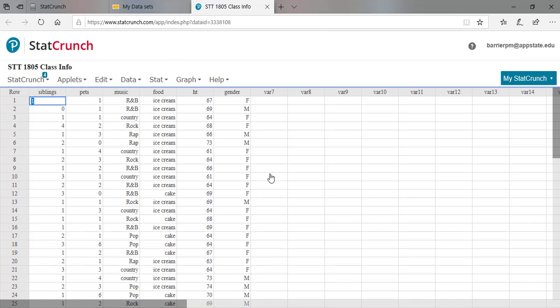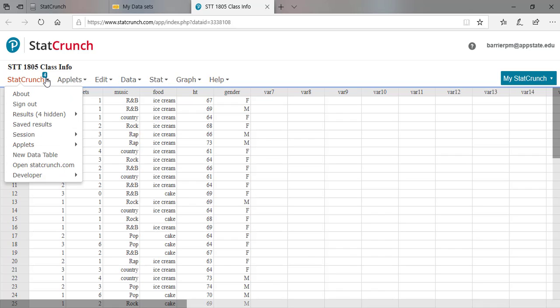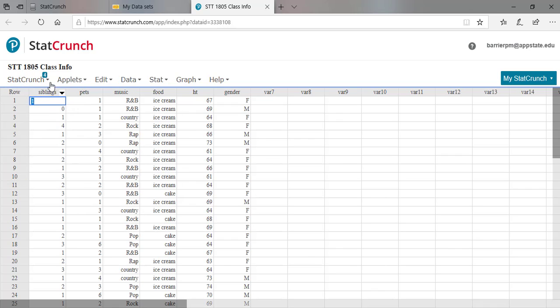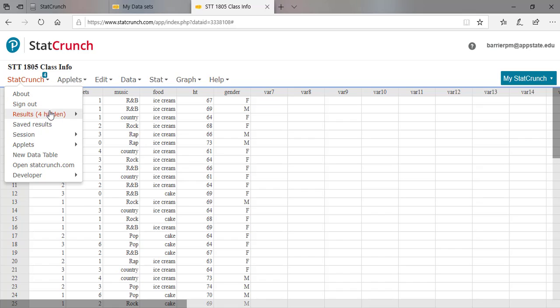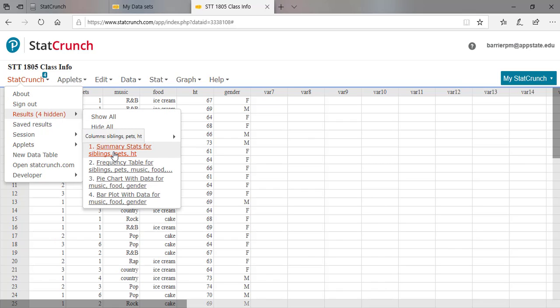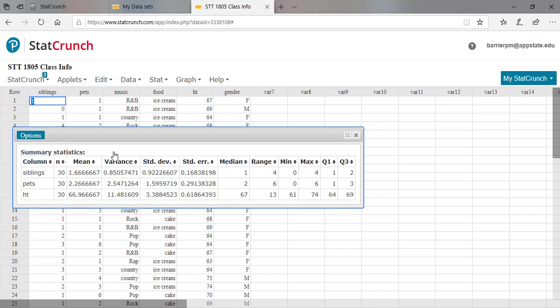Okay, so a quick review before we move on. From last class, we came up with several graphs. Let me see if I can get those to come up for us. We came up with things like summary statistics.